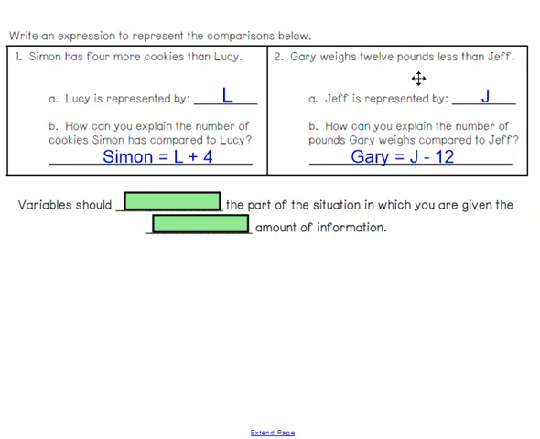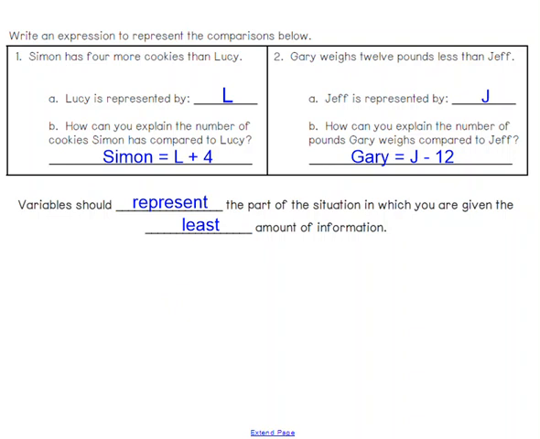Now, it would be more helpful if they gave us Jeff's weight or if they gave us Lucy's number of cookies, but they don't always do that. And you have to be able to understand what's really going on in a problem. And that's why we're going to use variables to show some of these things. Variables should represent the part of the situation which you are given the least amount of information. Like here, we weren't given Lucy's number of cookies. We weren't given Jeff's weight. That was the least amount of information we were given.